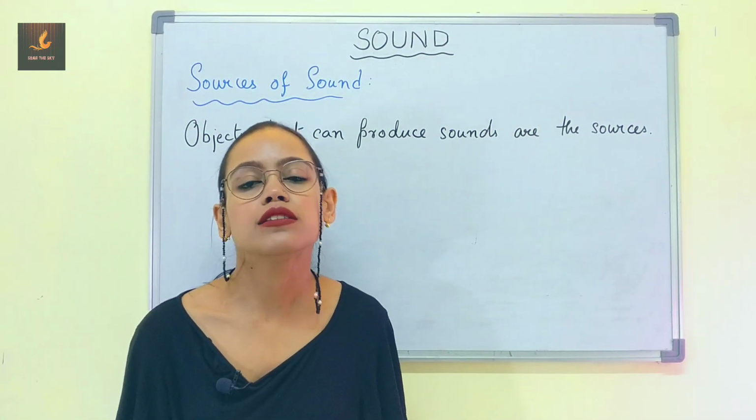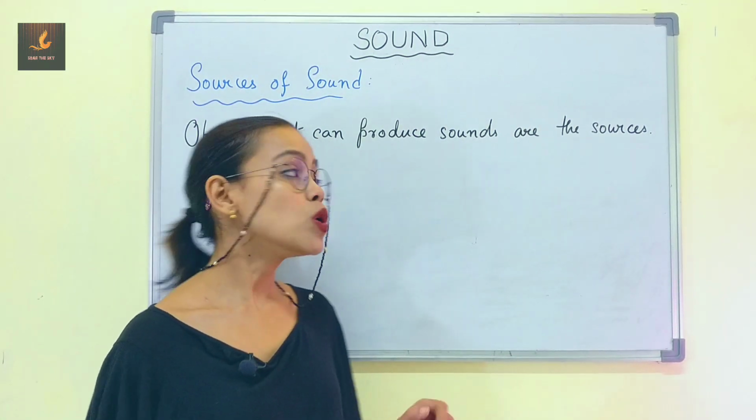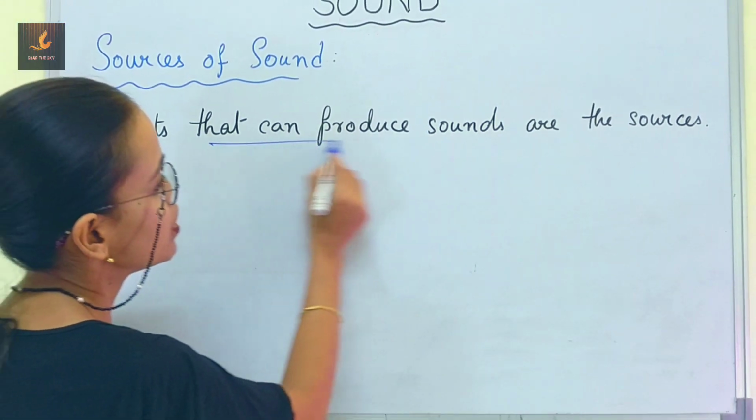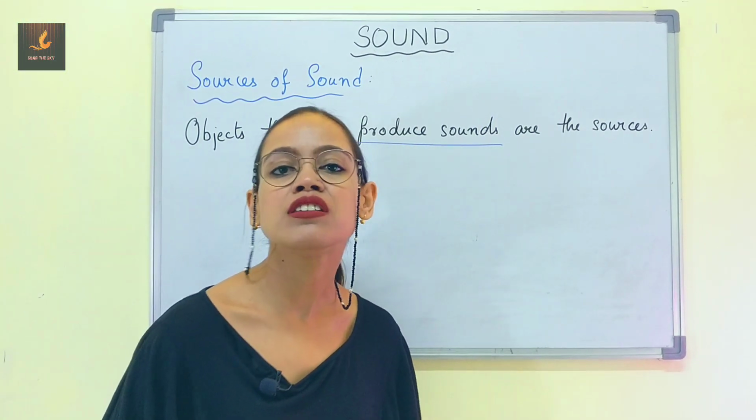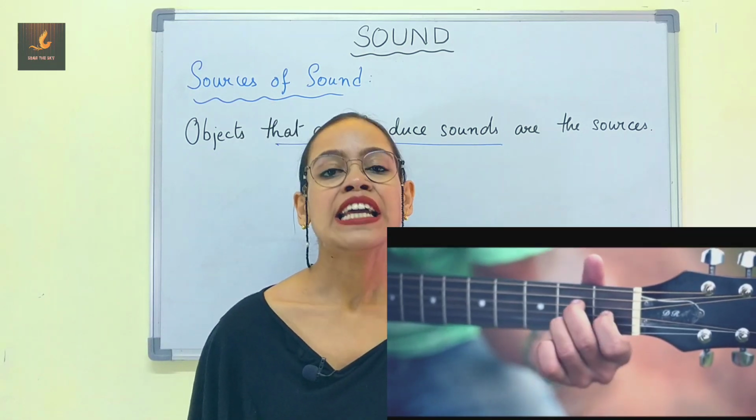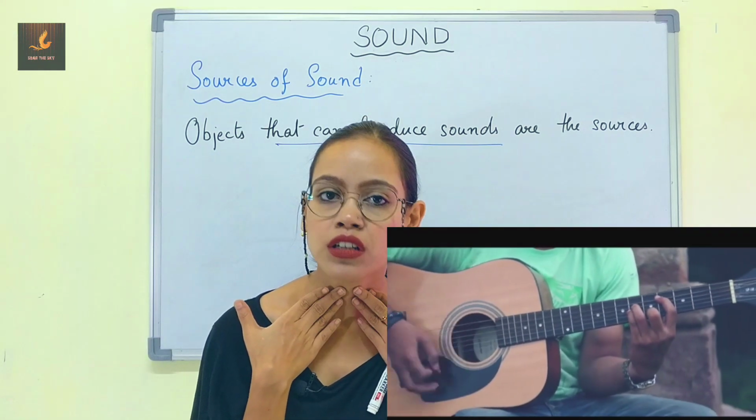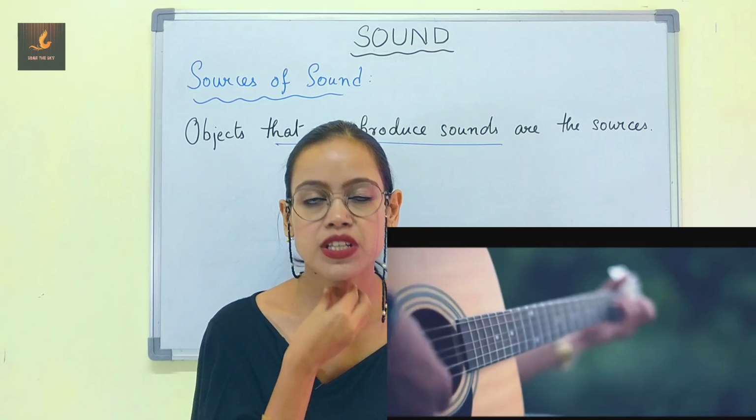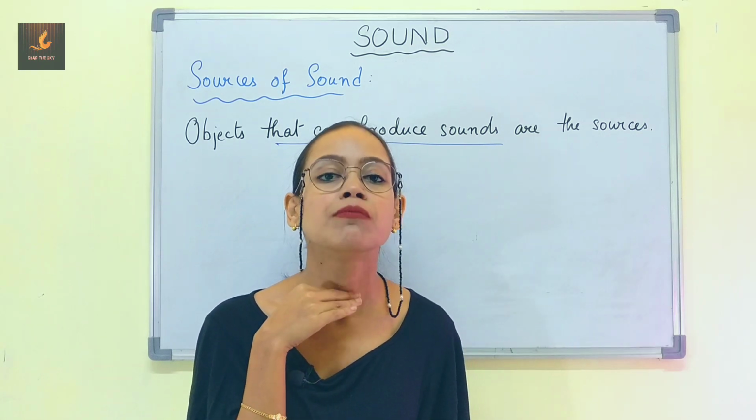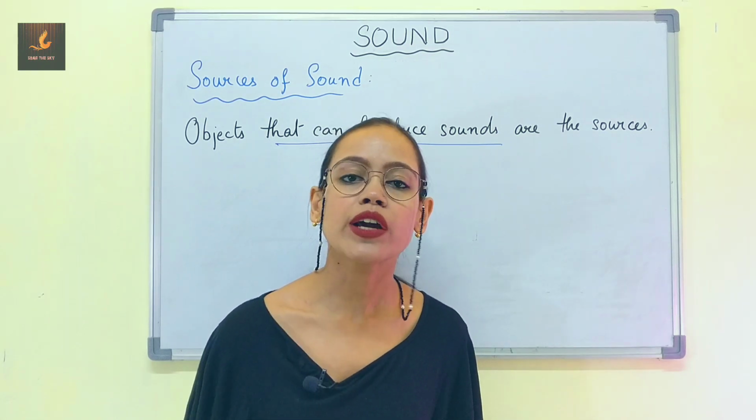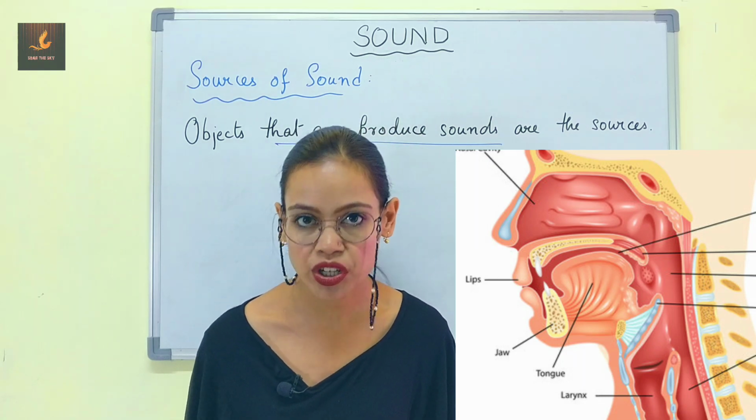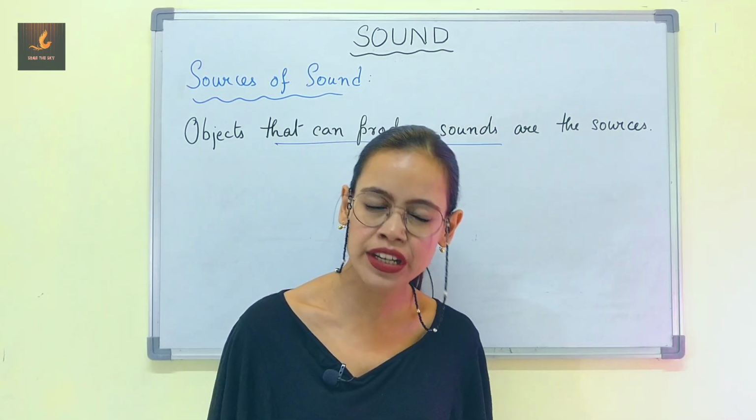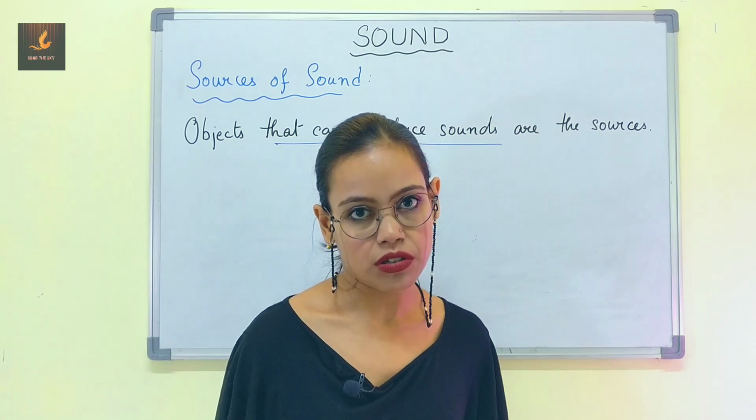So, what are the sources of sound? Those objects that can produce sounds are the sources. It can be anything. It can be a musical instrument that we are playing. It can be our vocal cord, which is situated right below our mouth, inside the neck. So it can be anything. There are various sources of sound, various objects which can produce sound naturally or artificially.